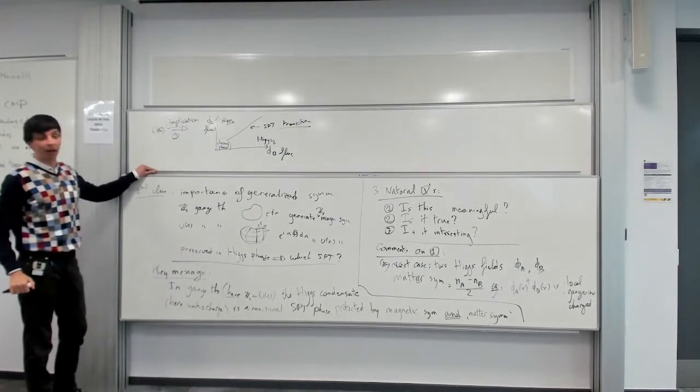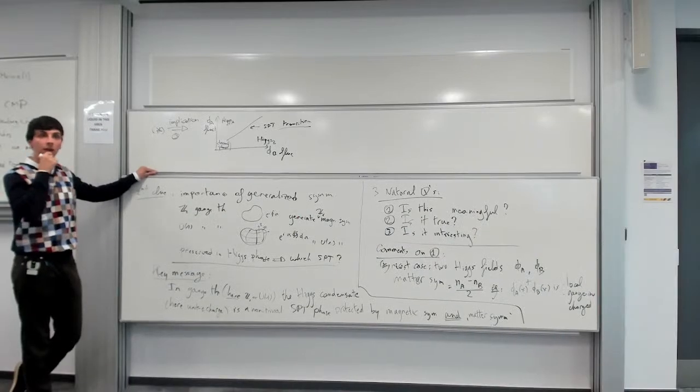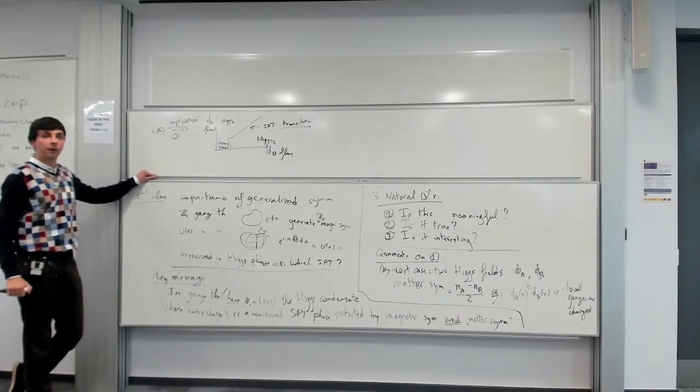Which is protected by the physical matter symmetry and magnetic symmetry. Yeah? I think I should have asked this before. What do you mean by the deconfined phase with charge 1 matter? What does it mean? How do you define it?